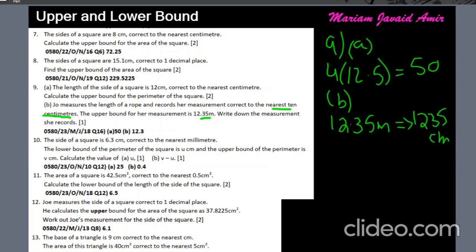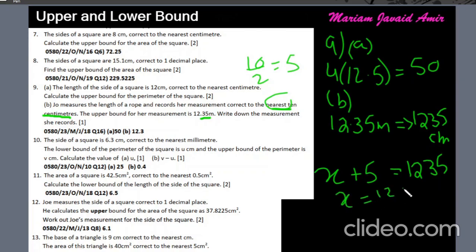Now, we don't have to find the upper bound. This is the upper bound for a particular value. So there's a value whose upper bound is this. And how do we find it? It's correct to the nearest 10 centimeters. So 10 divided by 2 is 5. There's some value, and when we add 5 to it, we get 1235. So that value will be 1230. And this is in centimeters, but our answer should be in meters. So divide it by 100 and we get 12.3.